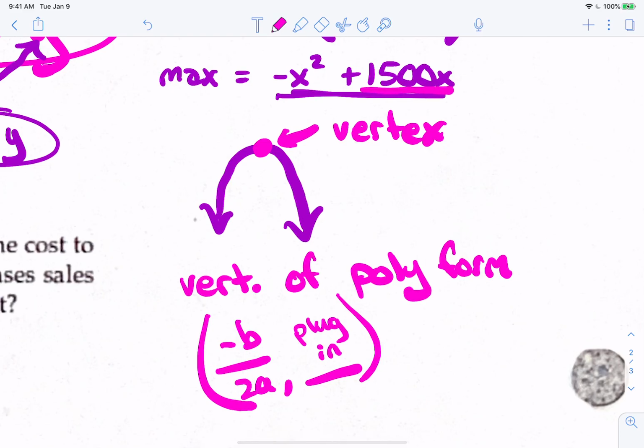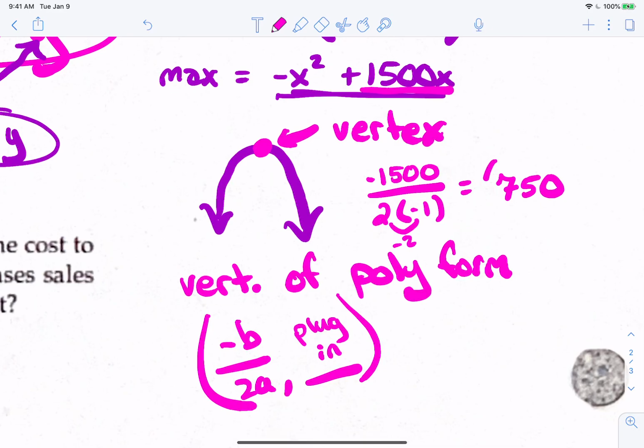She said b was 1,500. So negative b is negative 1500 over 2 times what's a? Negative 1. Are we okay? So negative 1500 divided by negative 2 is 750. Right? 750 comma something. Okay, plug it in.